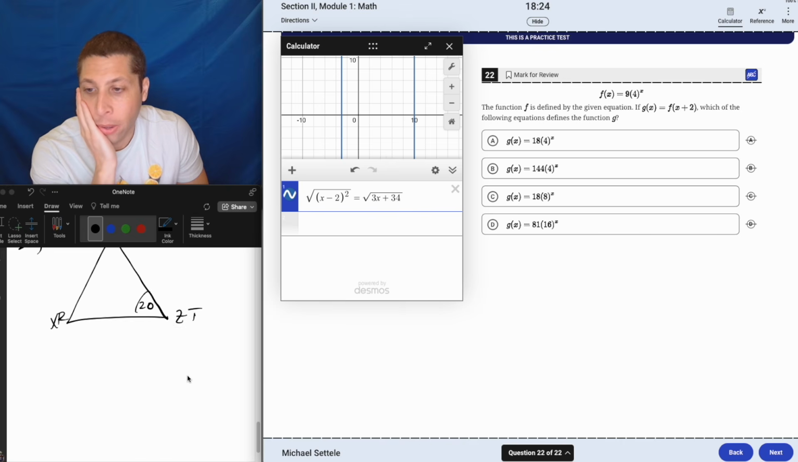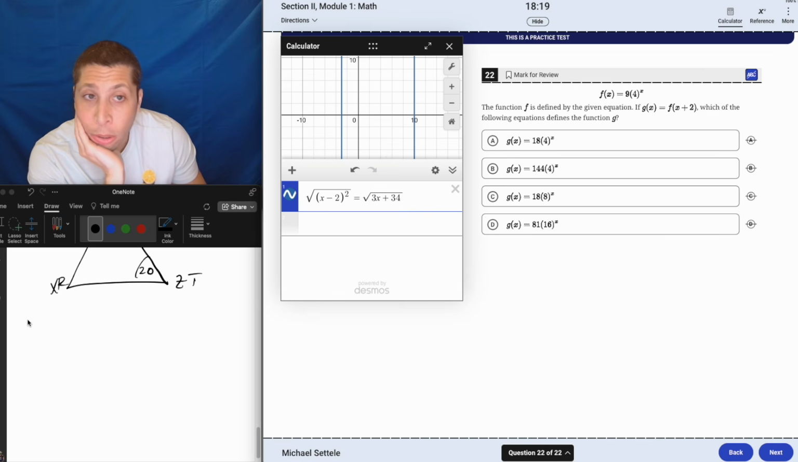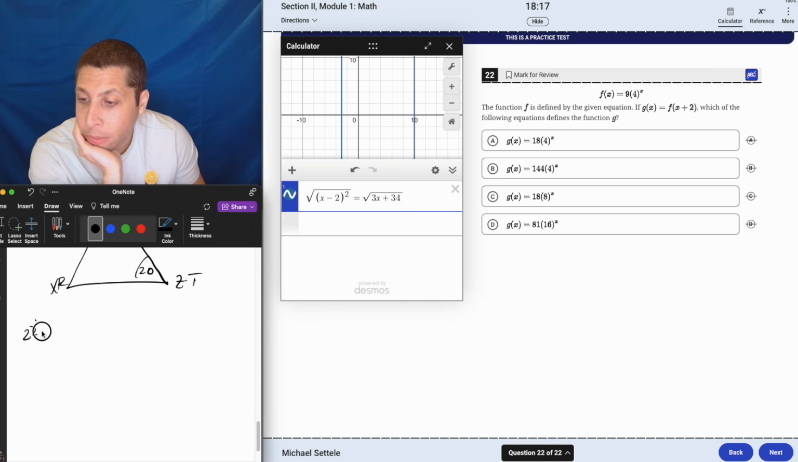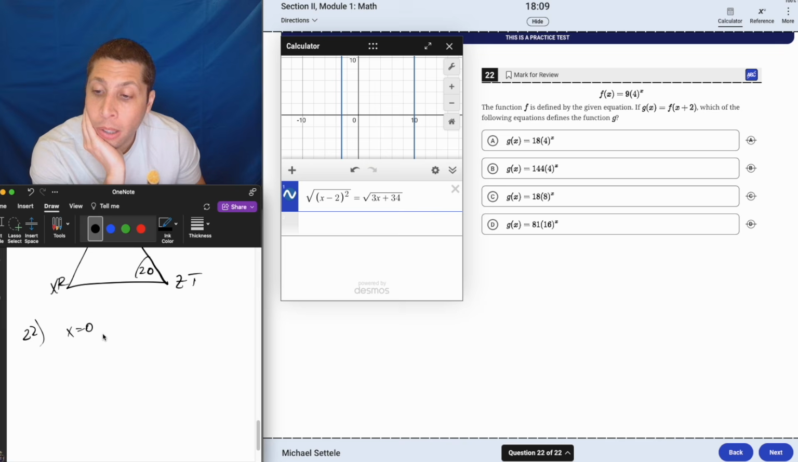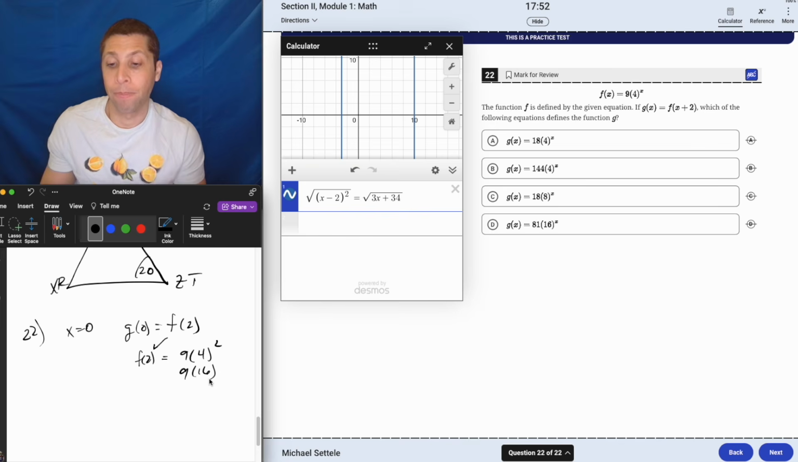Plug points into equations. Okay. Yeah, you could do this with Desmos too, but we're going to do without. So if g of x equals f of x plus 2, which of the following equations defines the function g? So I want to plug in 0 to the choices, which means that if I do g of 0, what I'm really doing is f of 2. So g of 0 is f of 2. And f of 2 is going to be 9 times 4 squared. So 9 times 16, 144.